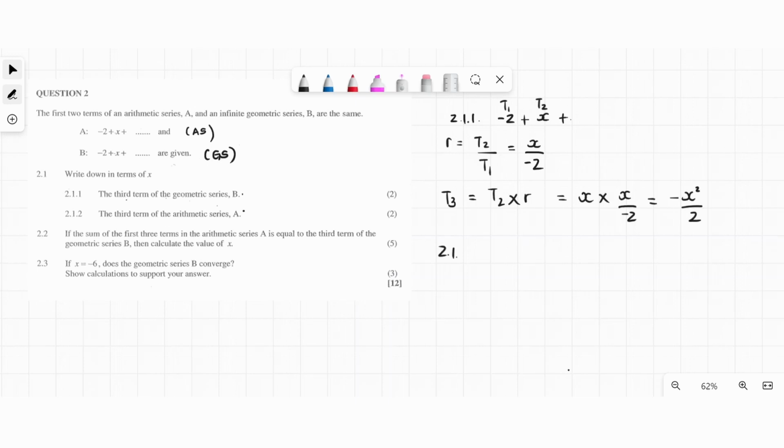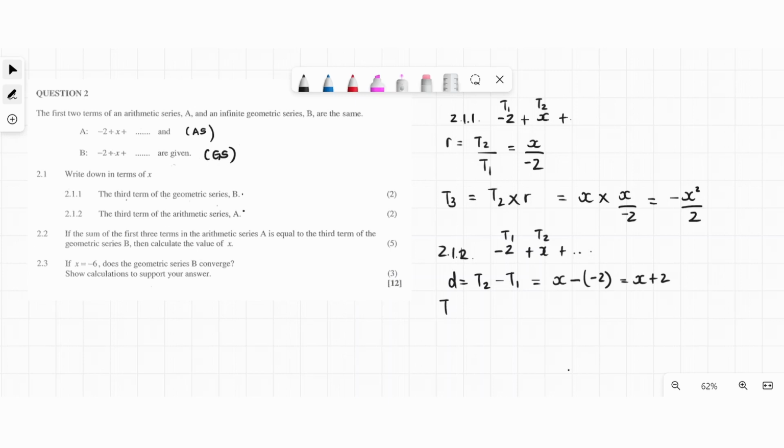Then 2.1.2, it says find the third term for the arithmetic. We know it's the same thing, so it's -2 plus x, right, plus ... So to find the third term, we need to find the difference. So d is equal to T2 minus T1. So this is T2 and this is T1. So this is the same as x minus -2, which is the same as saying x plus 2, right?